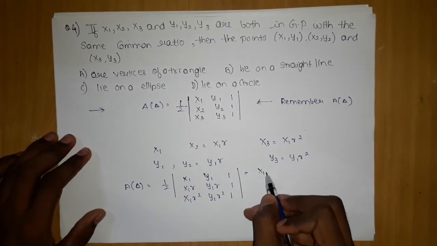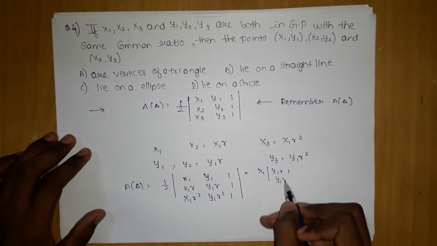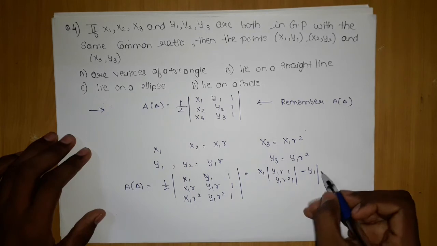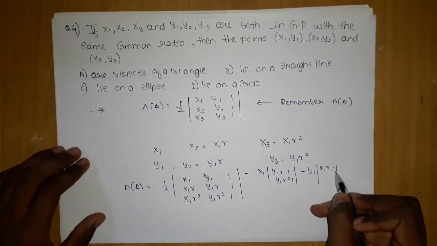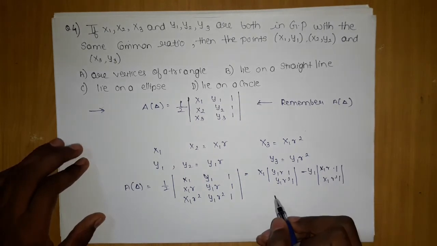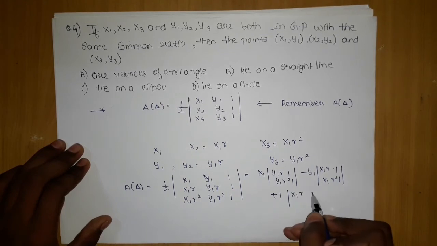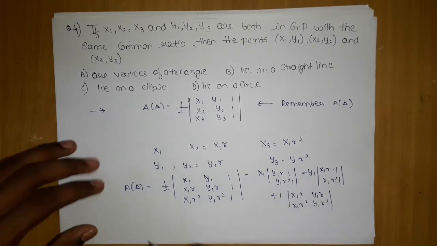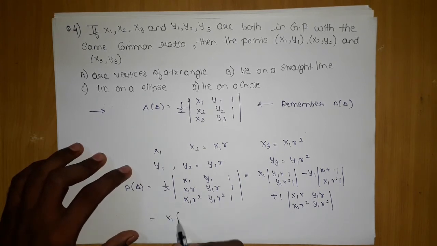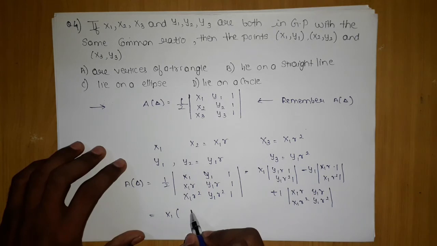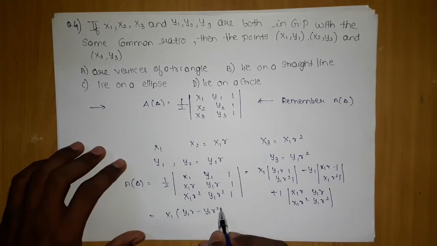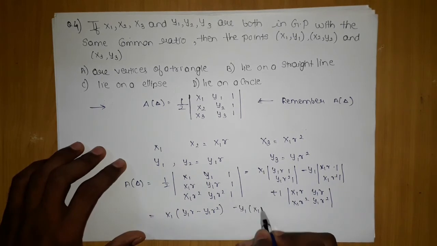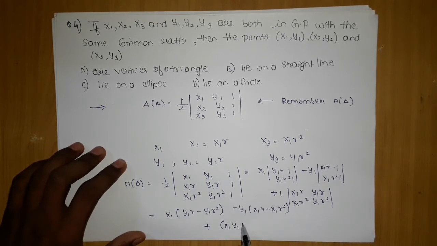If we solve this, it will be x1 into (y1 r minus y1 r square), minus y1 into (x1 r minus x1 r square), and lastly we have x1 y1 r cube minus x1 y1 r cube, which will be straightforwardly 0.